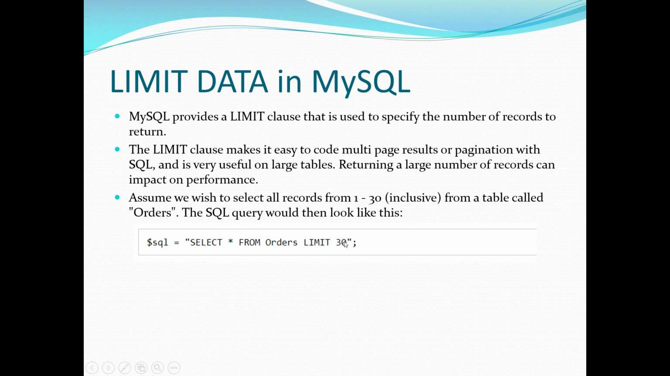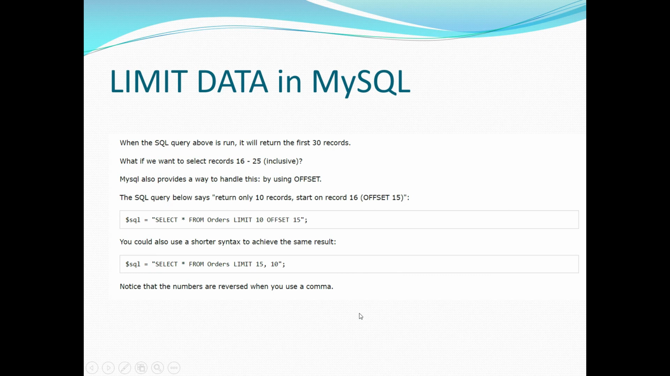Assume we wish to select all the records from 1 to 30 inclusively from a table called orders. The SQL query would then look like this: SELECT * FROM orders LIMIT 30. The LIMIT keyword and the 30 value are passed. So when the SQL query above is run, it will return the first 30 records.